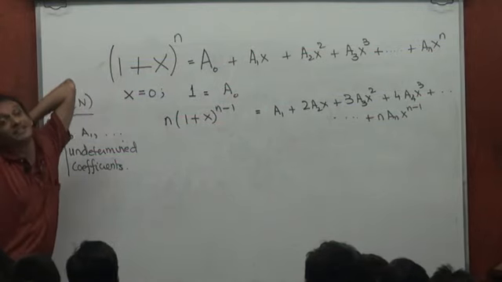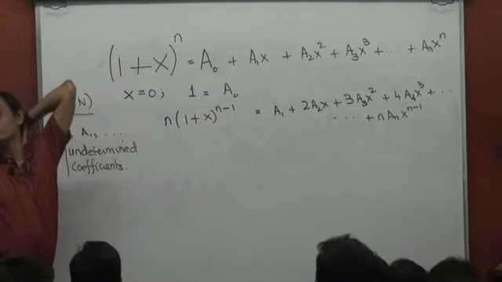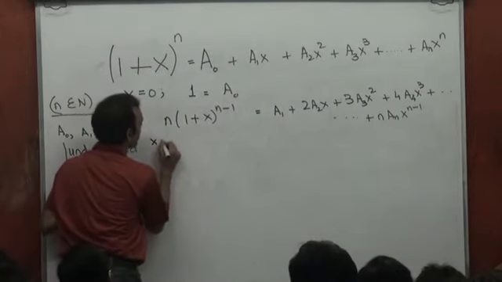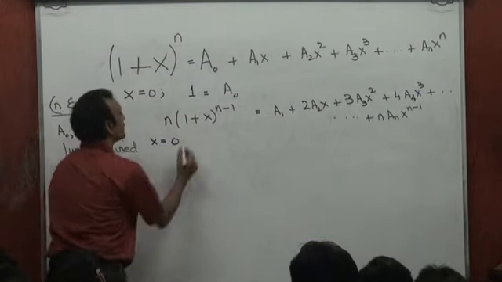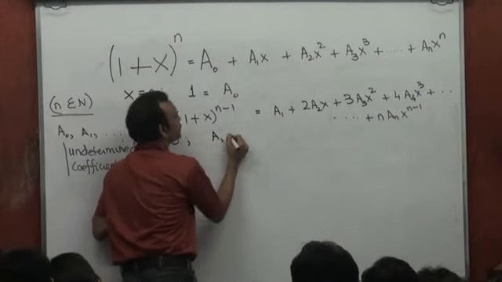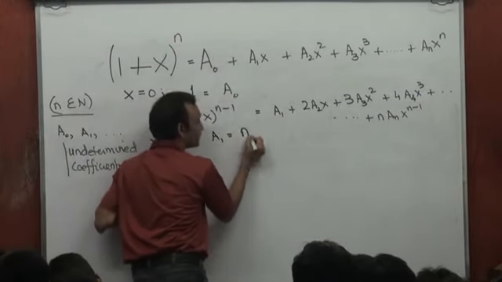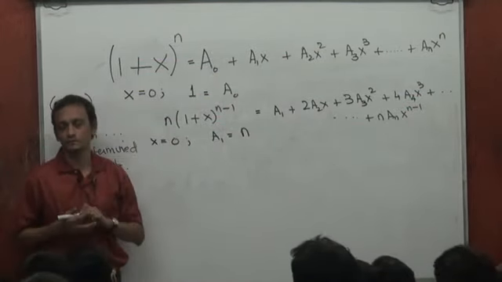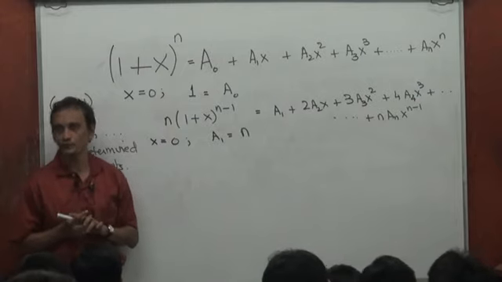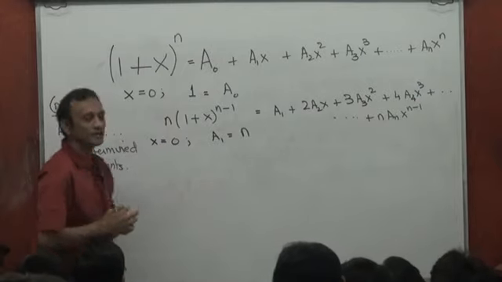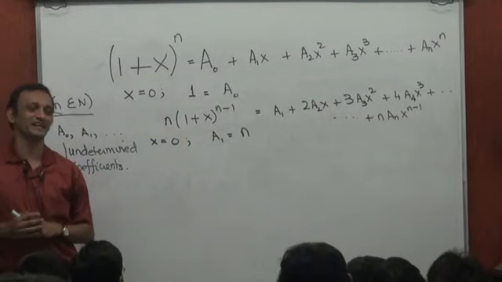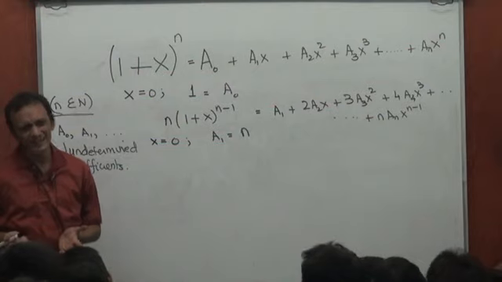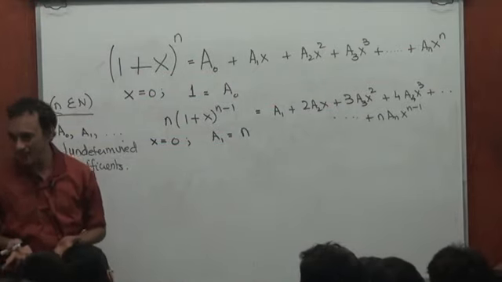So we have another identity at our disposal. Put x equal to 0 again. If I put x equal to 0, then I get a1 equal to n. a1 equal to n. Yes or no? Now, I know a1. Why do I need a1 anymore? What do I do? Differentiate again and get a1 out of my sight, right?